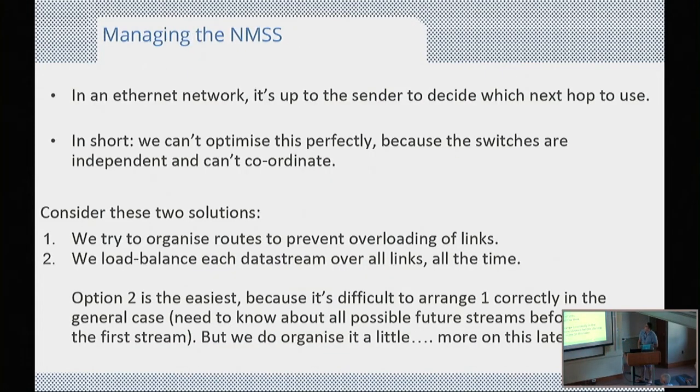Okay. So how do we do this in Ethernet? It turns out you can't, because Ethernet nodes don't communicate with each other, and in order to do that, you need something that has an overview of the entire system that can figure out who needs to be routed where. This is hard in Ethernet, where each node operates independently and doesn't have a view of the rest of the network. And there are kind of two obvious ways you can think to do this. One, we can try and organize the routes to prevent overloading, and as I've just said, that's really hard. Or two, we can try and load balance each data stream to use all the links all the time, a tiny fraction of all of the links.